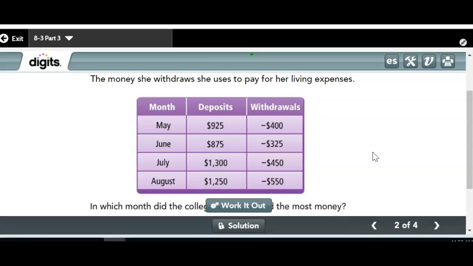Okay, the question asked. In which month did the college student spend the most money? Talk to the person beside you that you're connected with or behind you. What do you think? All right, here we go. In which month did she spend the most money? Alistair. August. Why is that spending the most money? Livy. Good. Negative $550 is the biggest takeaway. Okay, so the greatest amount of money spent.